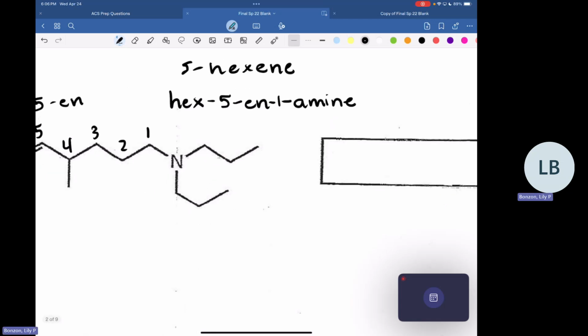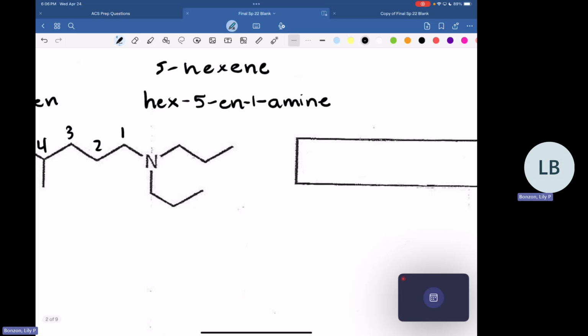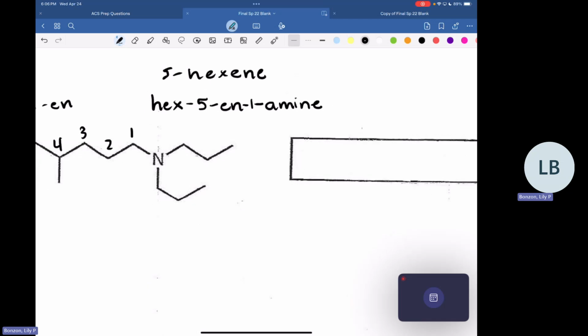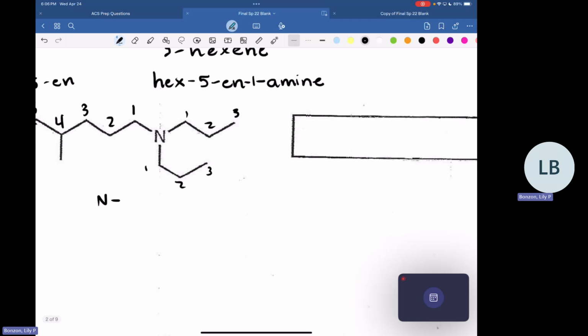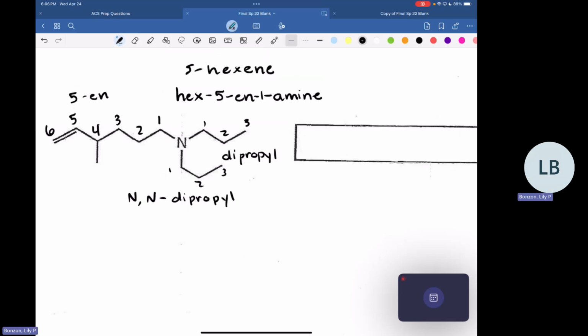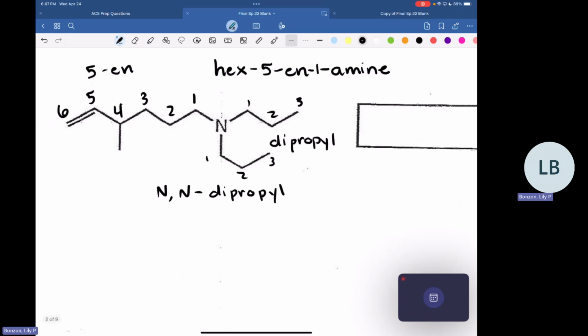So whenever we have substituents for an amine, they'll just be substituents to the whole chain. The only difference is that you'll denote them as N. So we have 1, 2, 3, 1, 2, 3. These are both going to be propyl groups, so this is going to be dipropyl, and they're both coming off of the nitrogen. So this is going to be N,N-dipropyl. Whenever they're the same like that, you just throw them on the same N, or the N,N. So those are the substituents for the nitrogen.